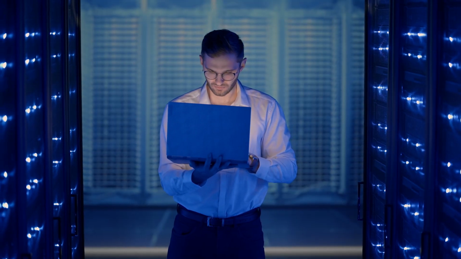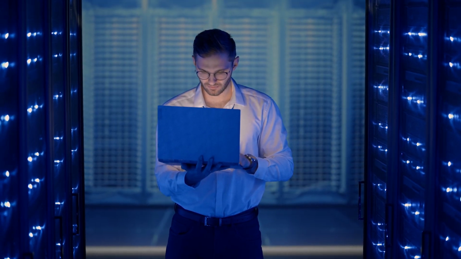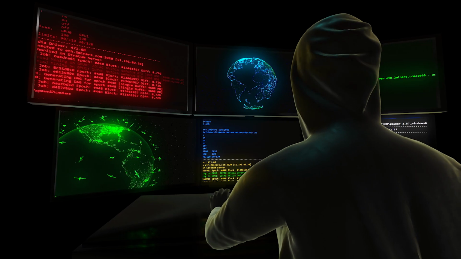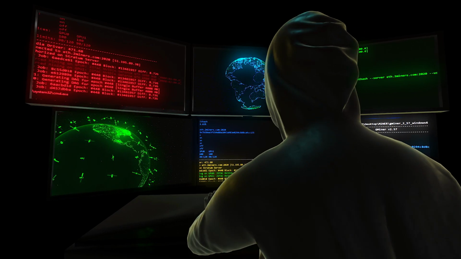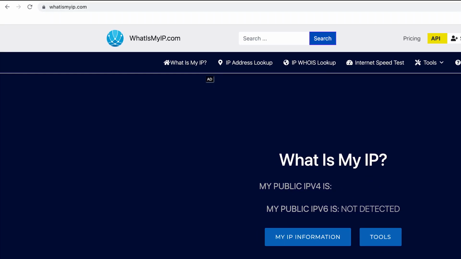So, how can you find your own IP address? It's actually quite easy. You can visit a website that displays your IP address, such as whatismyip.com.